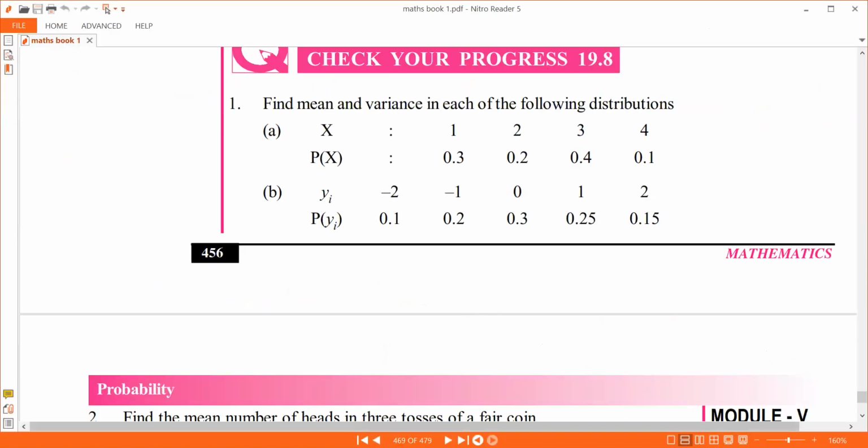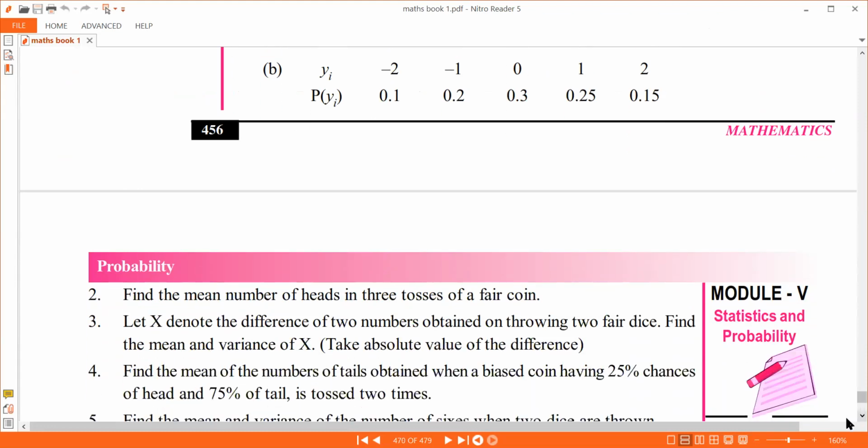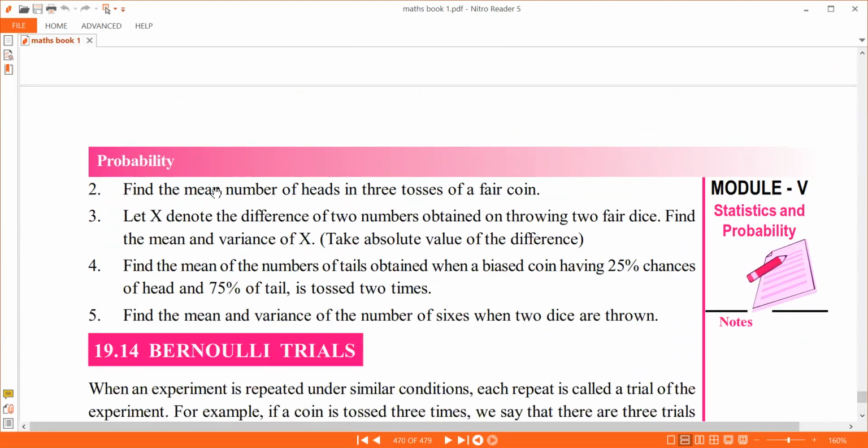Hope I'm clear solving this. Find the mean number of heads in 3 tosses of a fair coin. Okay, so how do we do that? We'll see this. The situation is that a coin is tossed 3 times. So you have to write first the distribution for the number of heads.